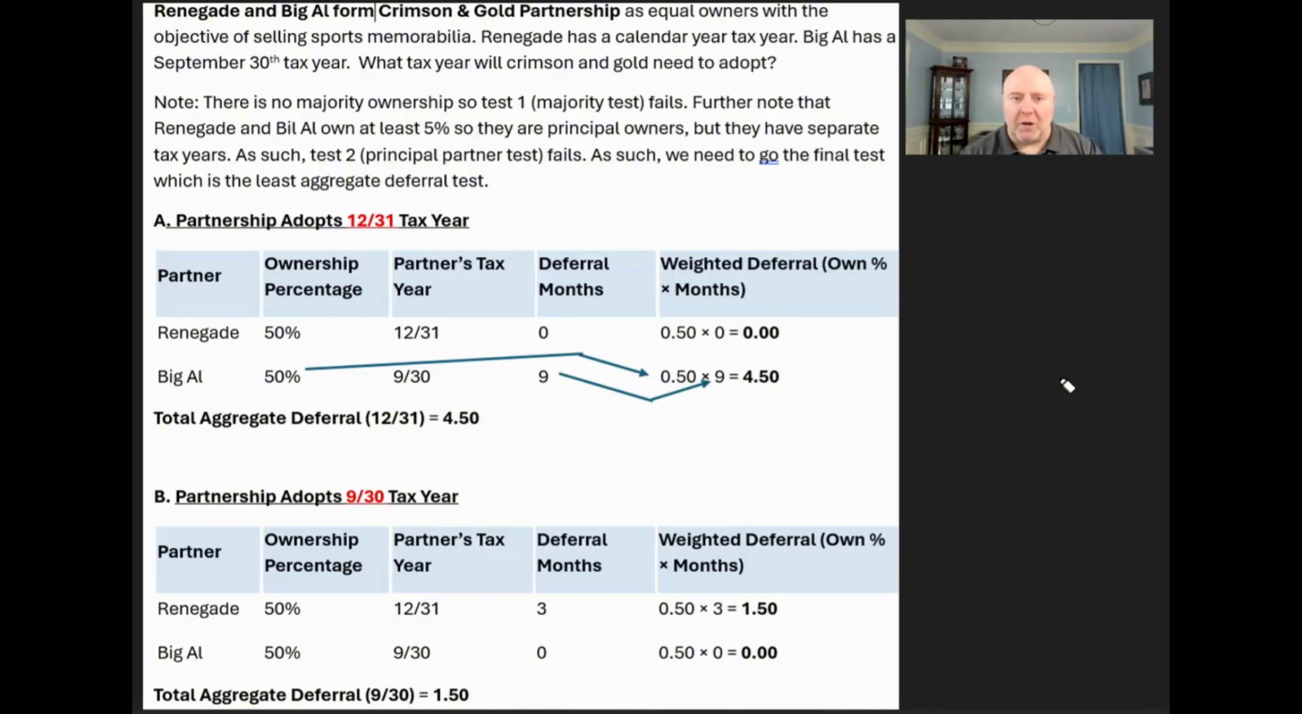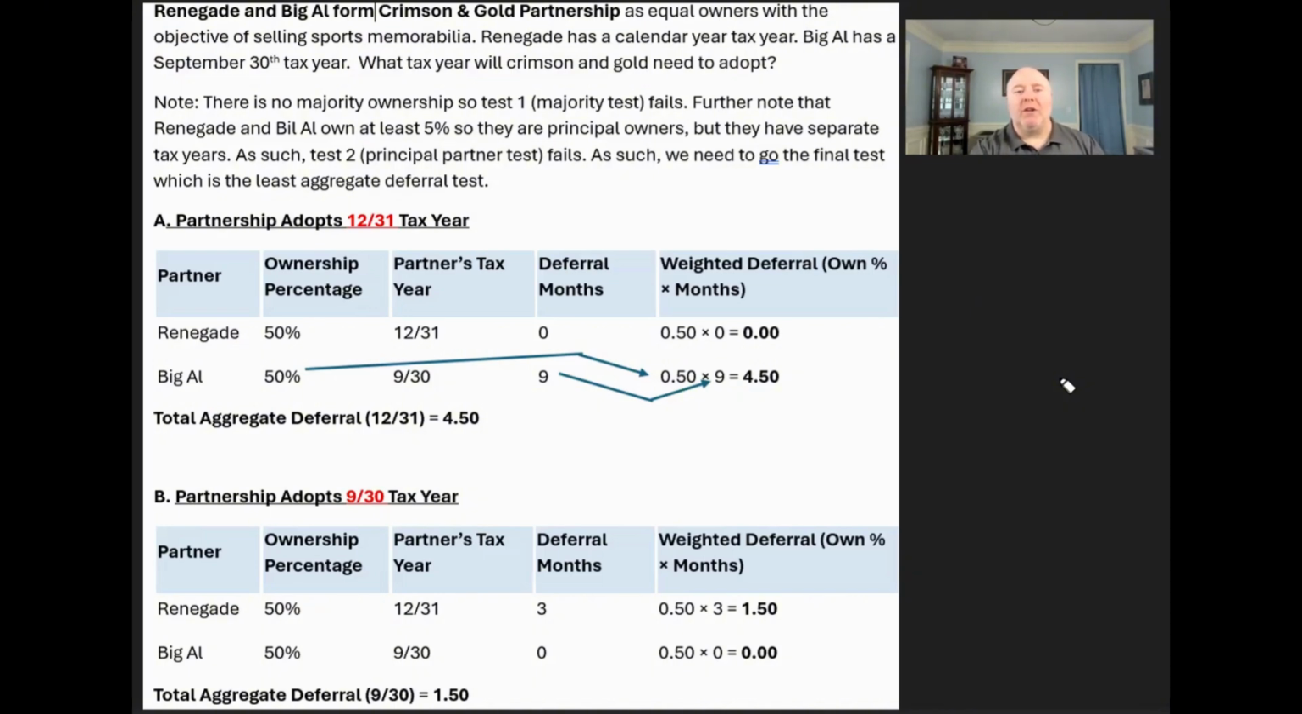deferral. Now, in this one, what is happening is the IRS is trying to minimize how much deferral there is from when the partnership tax year ends until a partner is going to be recognizing it on their own tax return. So you want to minimize that number. So let's go ahead and take a look at what happens.